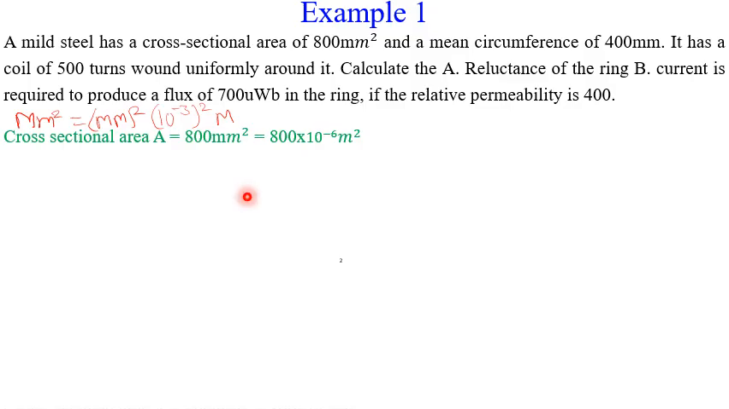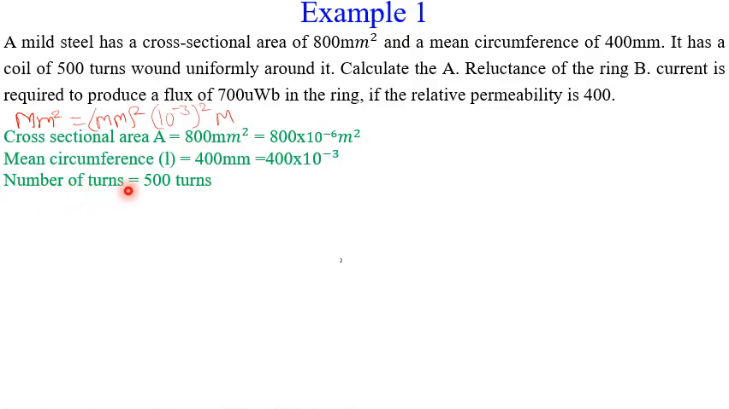Then let us also convert our length. Length is measured in meters, so we convert the 400 millimeters to meters. And the number of turns is 500 turns, so you just write it down.